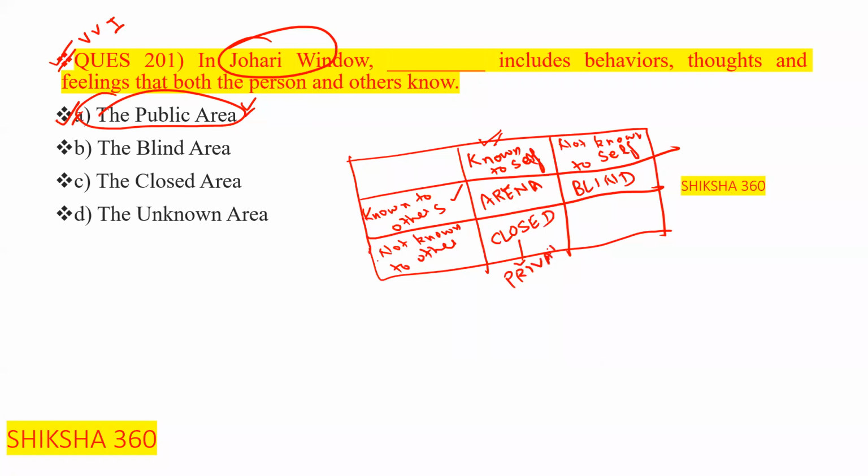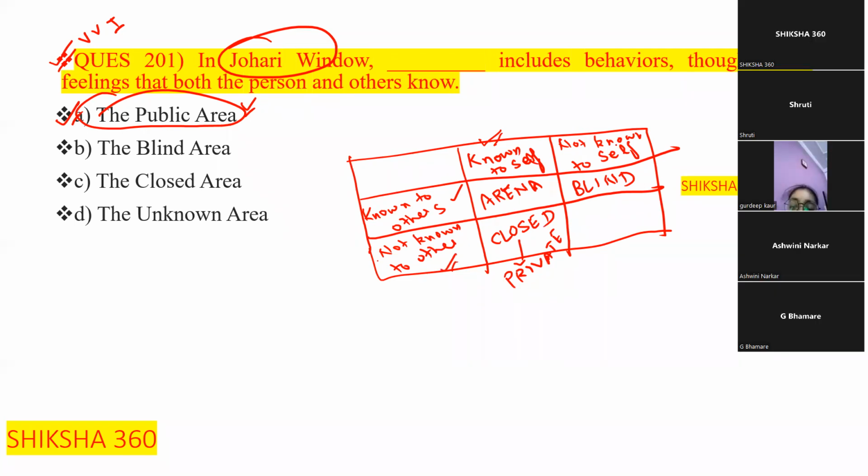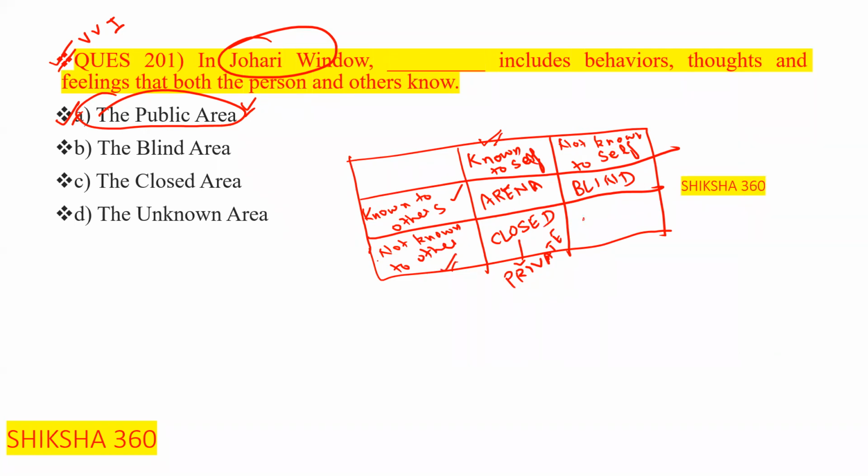So both are correct. Option D is not known to others and also not known to the person. That is dark. Till now we have not found anything new regarding that. Not known to self and not known to others, that is dark. So the correct answer is option A, the public area, the area which is known to the person and others also know.